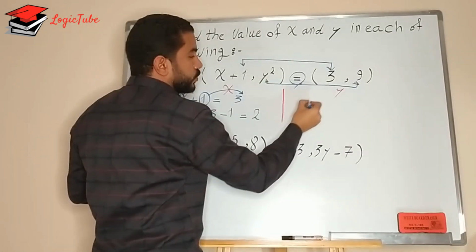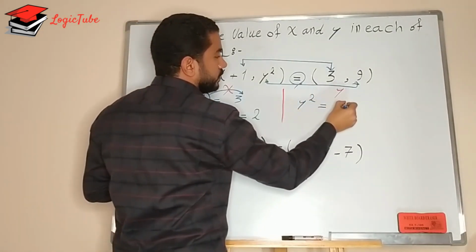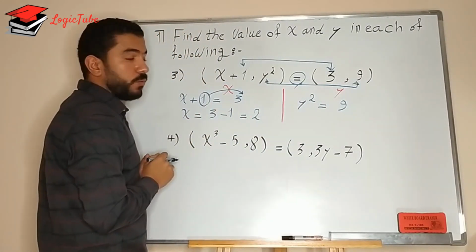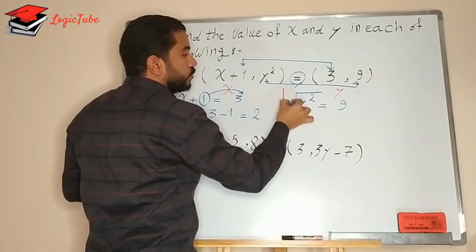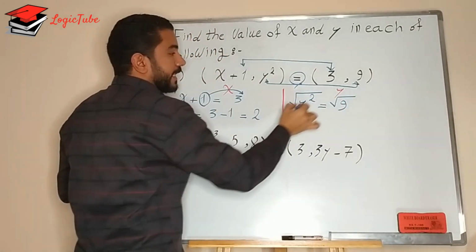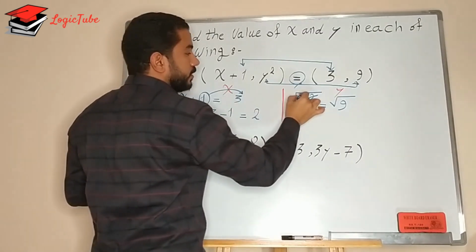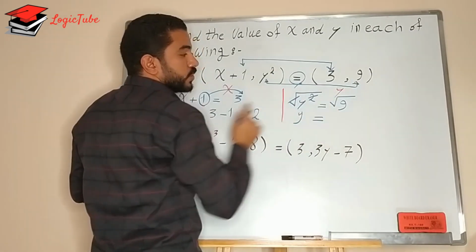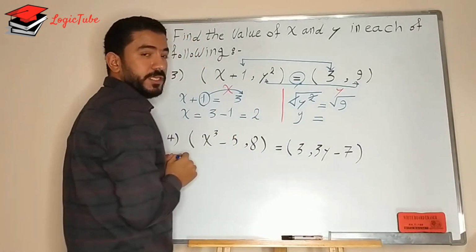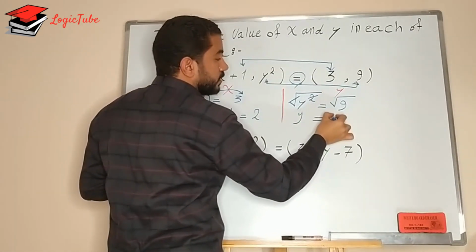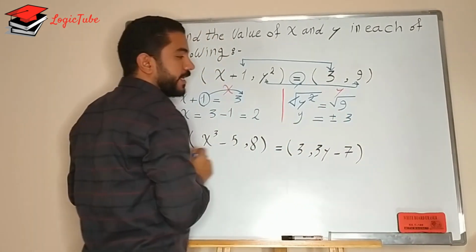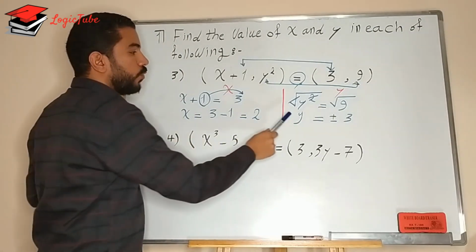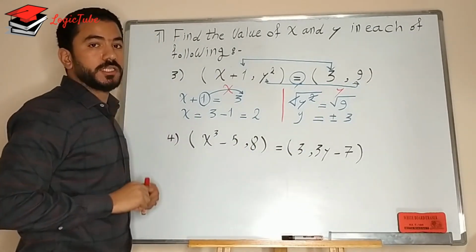And here y squared equals 9. With the power 2, to remove this power, we'll take the square root of both sides. We'll cancel this power by this root. The remainder will be y equals the square root of 9. Excellent. Positive or negative 3. Don't forget to put positive or negative. So here x equals 2, y equals positive or negative 3.